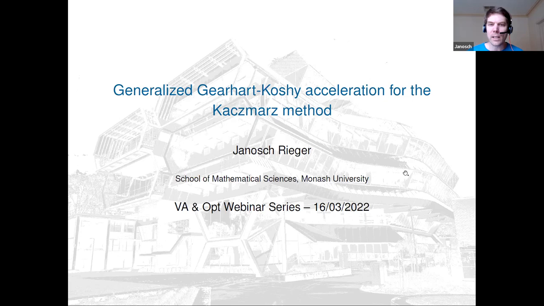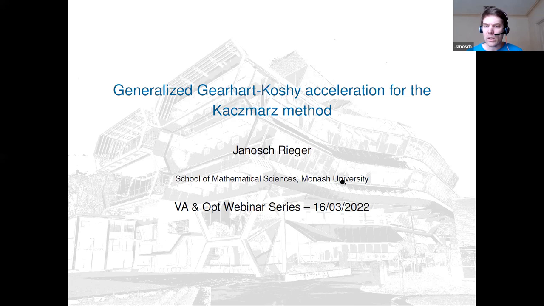And then I'm also interested in something that other people have done. For example, Matthew Tam has worked on this Gearhart-Koshy acceleration for this Kaczmarz method, for this cyclic projection method. And I want to take that a bit further. But before I do that, maybe I revisit a little bit why we actually want to do this, what has been done, what this Gearhart-Koshy acceleration really is. Because when you read these papers, you see operators all over the place and you have no idea what's going on. But if you look into what it really is, then things become a lot more transparent, and then you can go further.